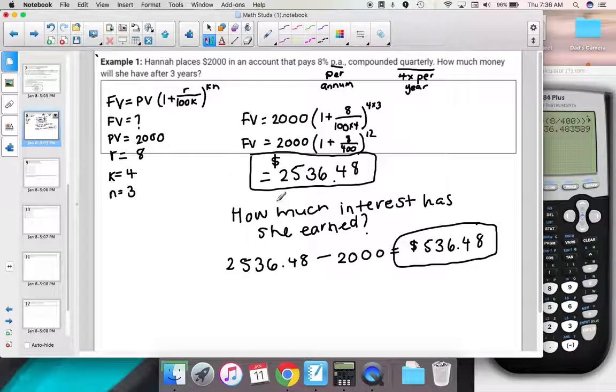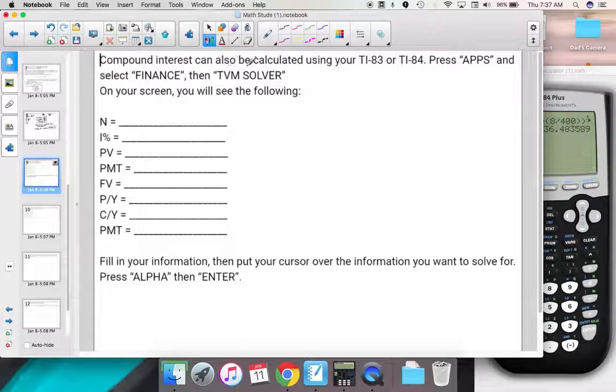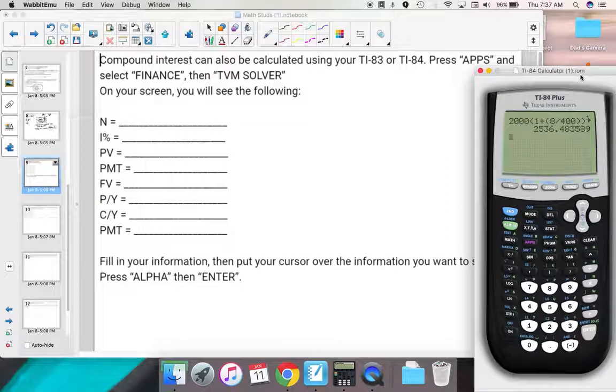So that's a quick example of how to do it using the formula. However, in math studies, we're really lucky that we're able to use this tool called the time value of money solver. So in our TI-83 or TI-84, we have this tool that does all of these calculations for us. We just need to know what to enter. So if I go to Apps, this purple button, and select Finance, you may have more options here on your calculator, but I'm going to select Finance and TVM Solver, Time Value of Money.